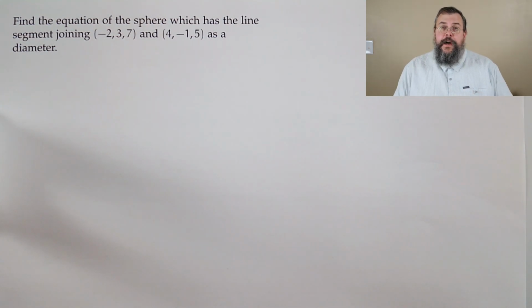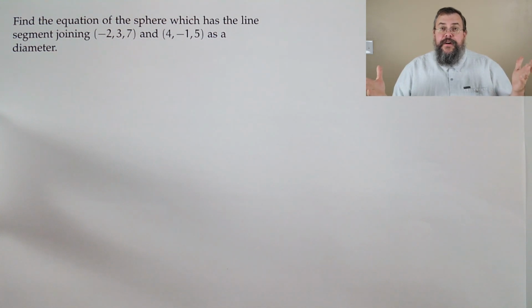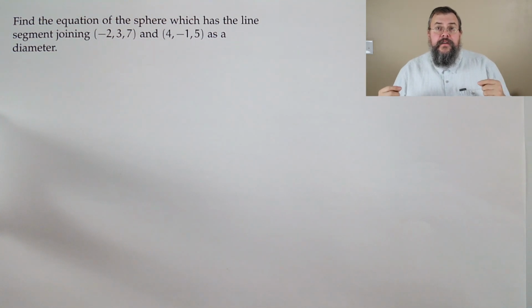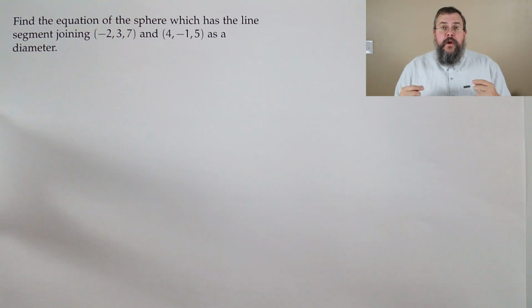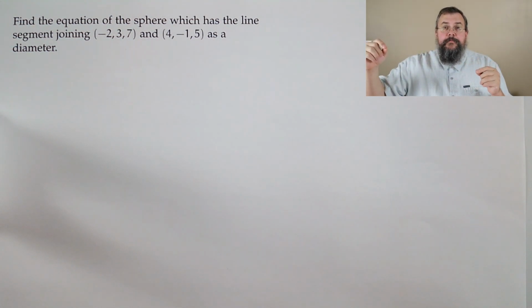Now, let's think about what we mean by a diameter. When we talk about the diameter of a circle, we oftentimes think of it as being a number. And sometimes we say, well, the diameter is twice the radius. It actually has another meaning. When we talk about a diameter of a circle or a sphere, it really means 2 points which are exactly opposite.